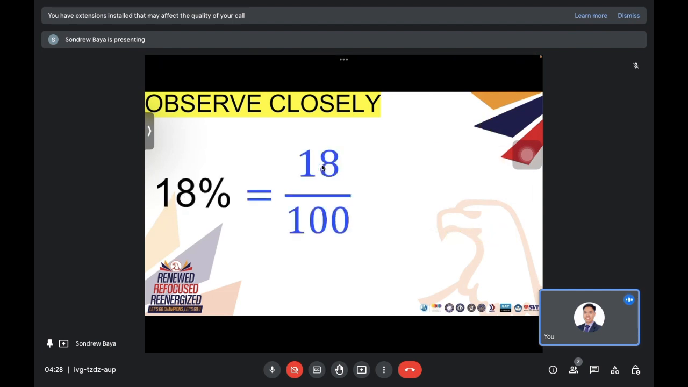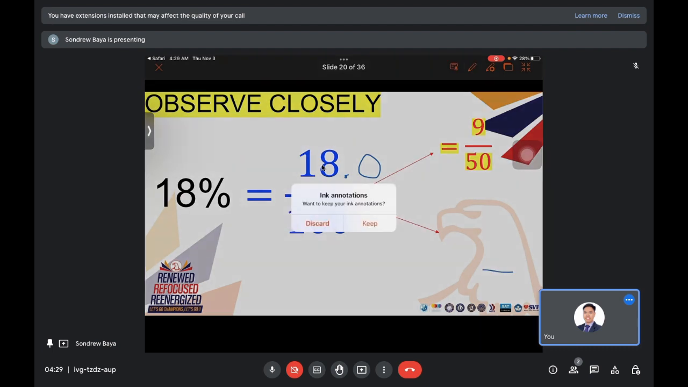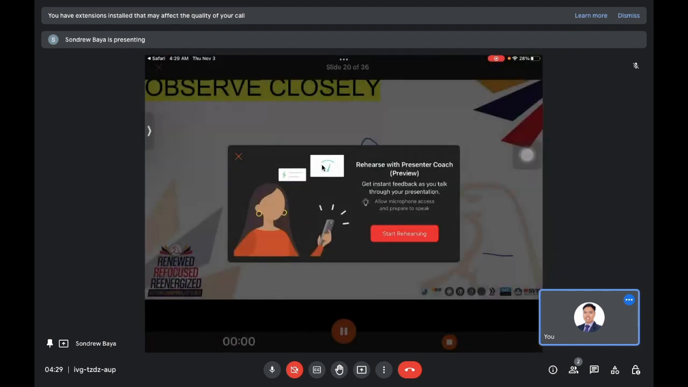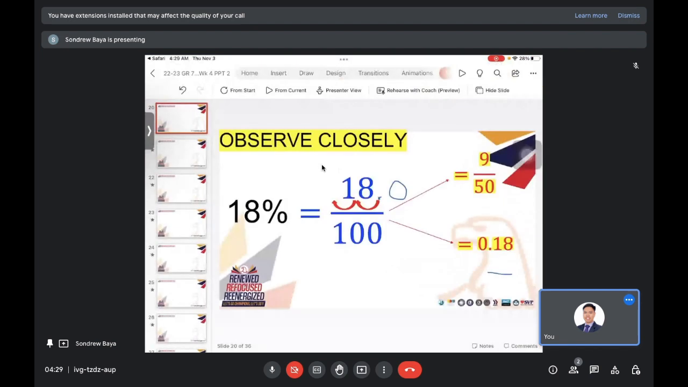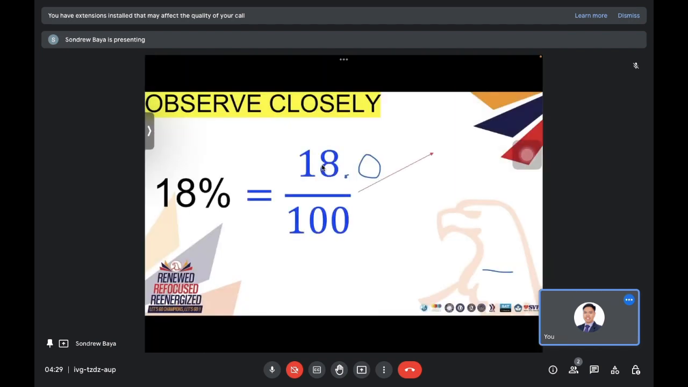18%. 18 over 100, reduced, is 9 over 50. Now, converting it to a decimal, just move the decimal place. This is 18.0. And then we get 0.18.